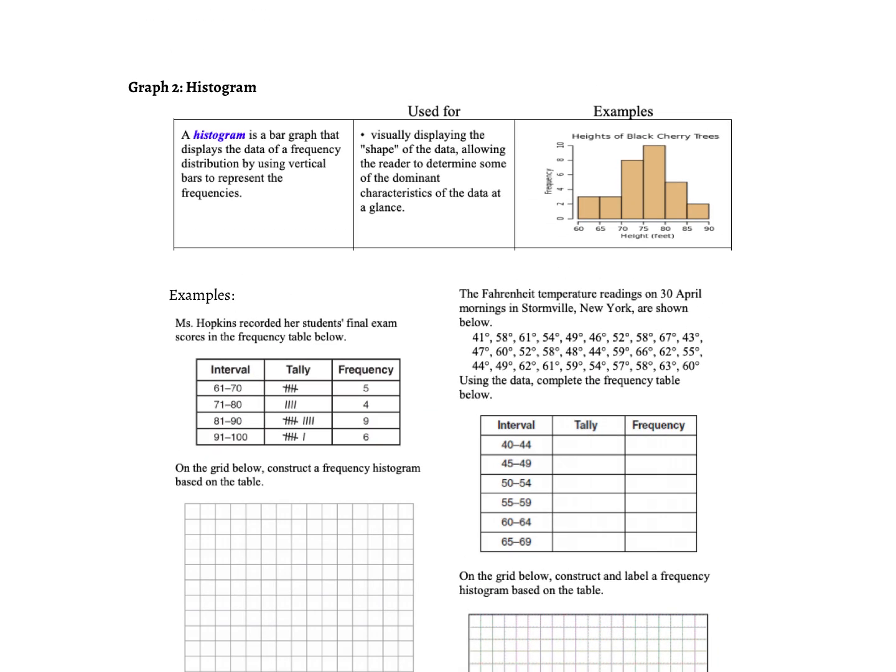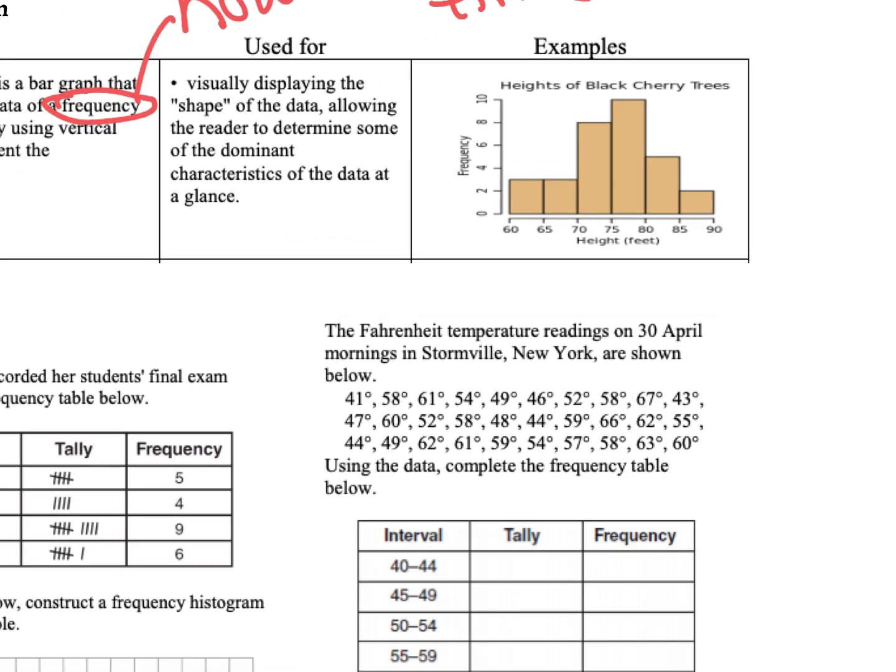Okay, the second thing that we are going to look at is a histogram. A histogram is a bar graph that displays data of frequency distribution. Frequency means how many times something happens. It uses vertical bars to represent the frequency. It's usually used for visually displaying the shape of the data and easily determining some information about the data at a quick glance.